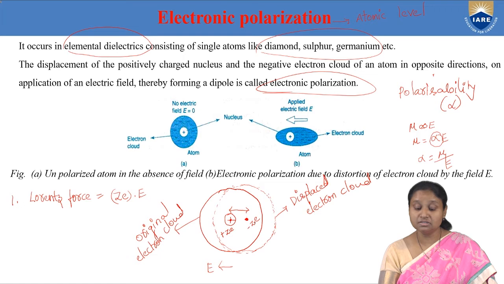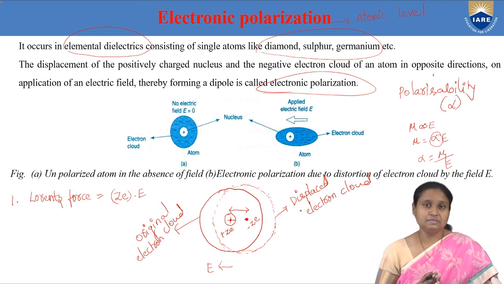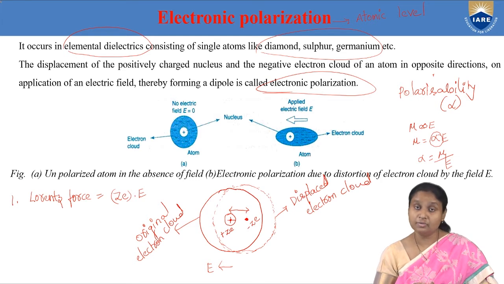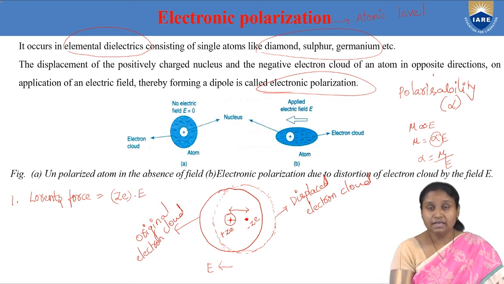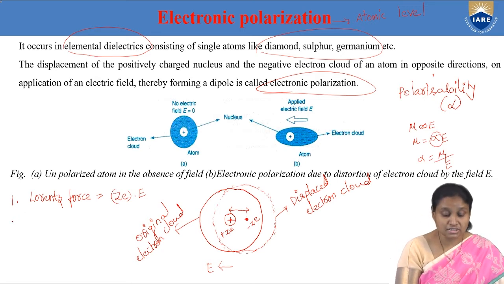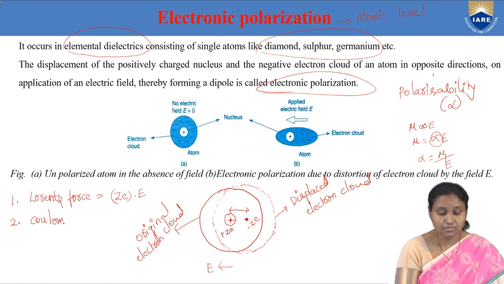Because of this force, the centers of the positively charged nucleus and the electron cloud are displaced. But this displacement does not occur over a very large distance. They are displaced by a very small distance. So when we have two equal and opposite charges separated by a small distance, an attractive force automatically develops between them. And what is that attractive force developing between two opposite charges? That particular force is called the Coulomb force.